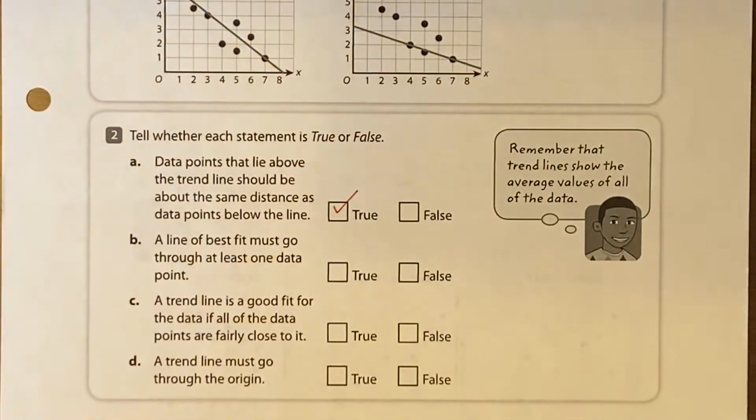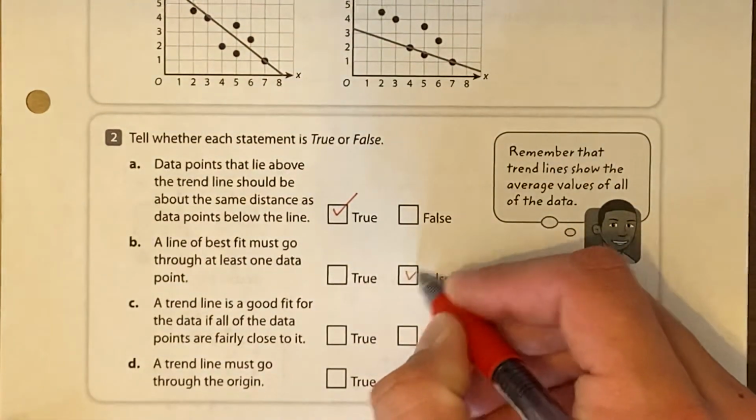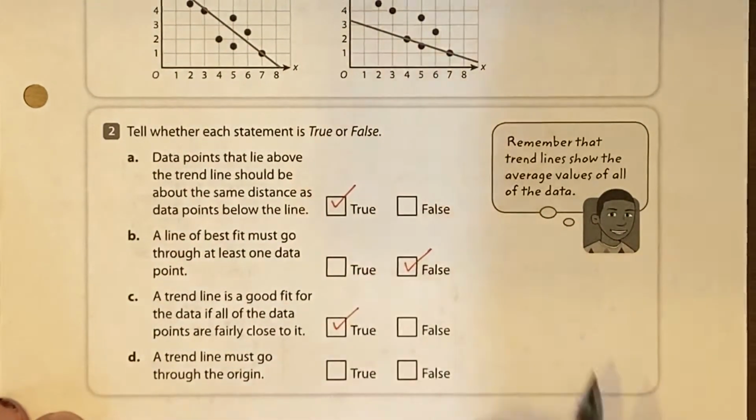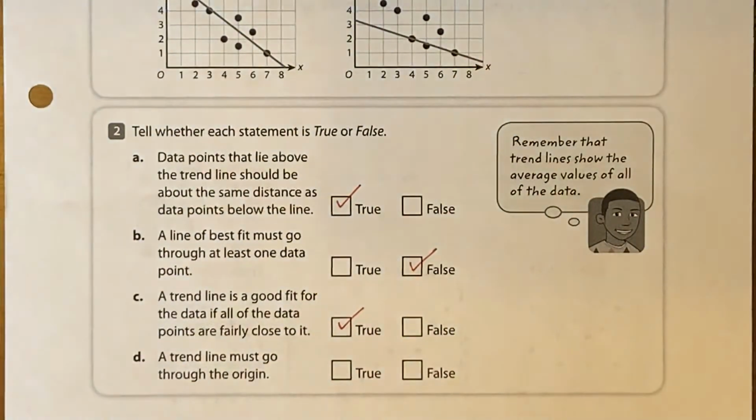Okay, letter B. A line of best fit must go through at least one data point. We've said that a couple times already. That is false. Our line of best fit does not have to go through an actual point that's in our data set. We're trying to just fit the line as best as we can between all the points. Part C, a trend line is a good fit for the data if all of the data points are fairly close to it. And that's exactly what we're trying to do. We're trying to put a line in there that is as close as possible to being in the middle of all that data. So we'd say true for that one.